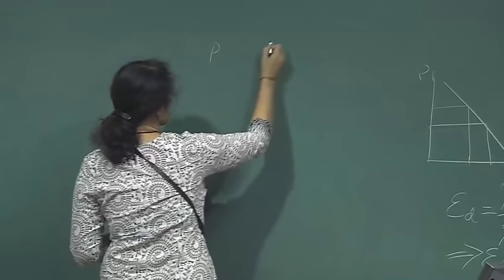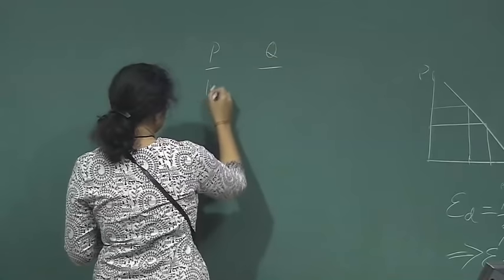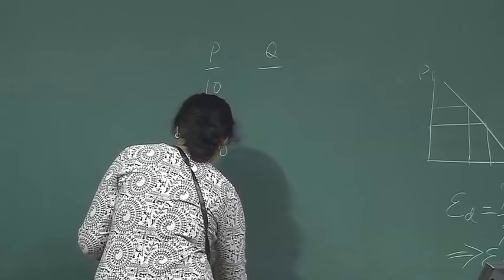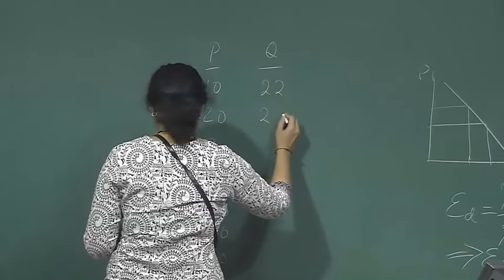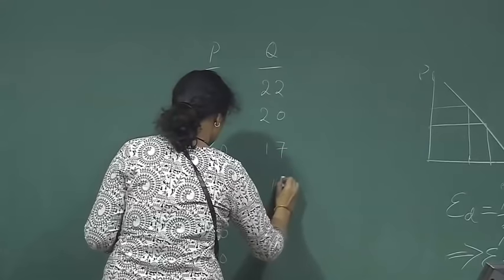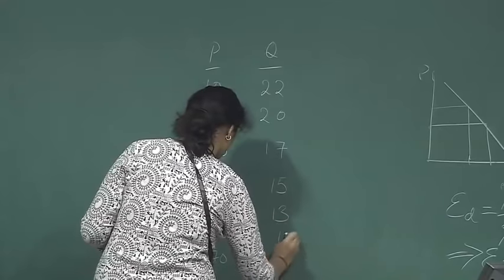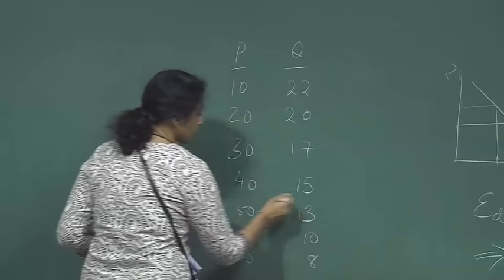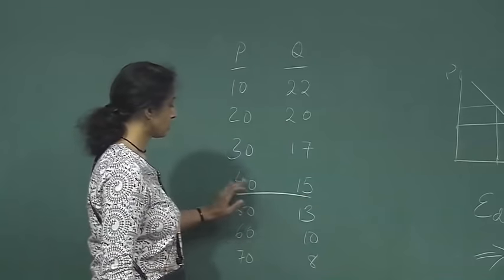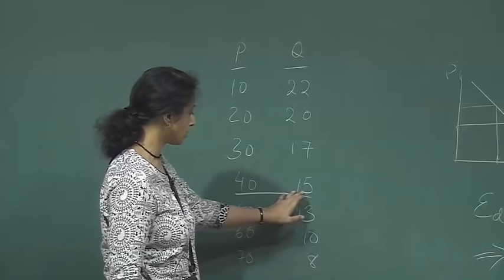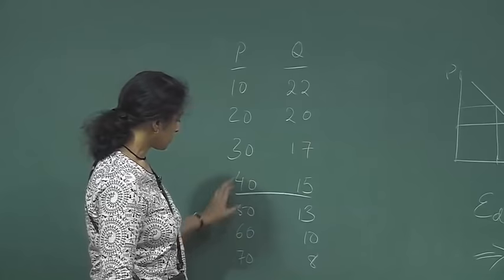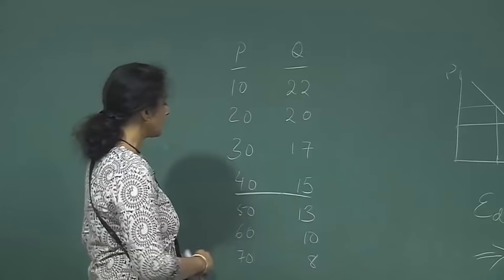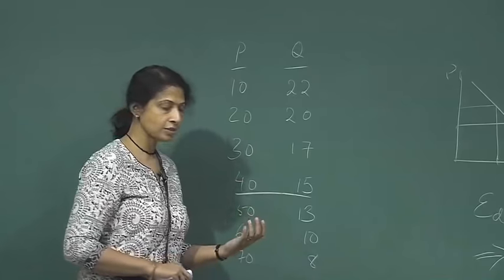I have to write it once more. Okay, so we took the example that we are starting from this point. Equilibrium price is 40 and the quantity demanded right now in the market is 15. And we are contemplating increasing the price from 40 to 50. And we know that demand is going to decrease. Now, what is the response to price increase at this point?